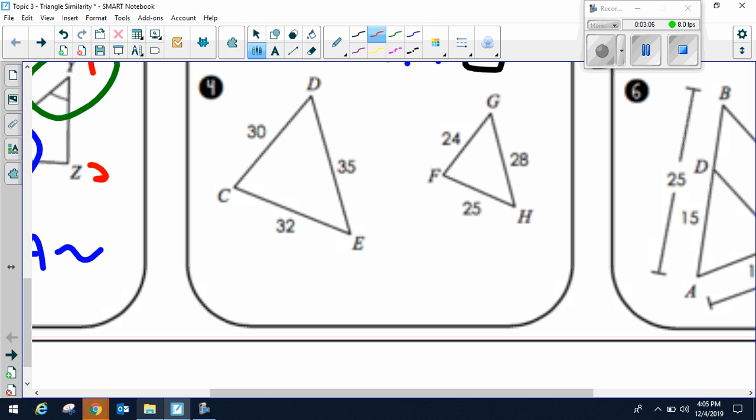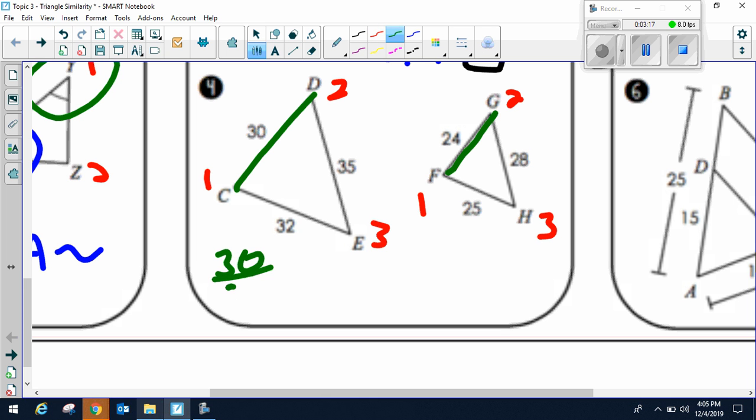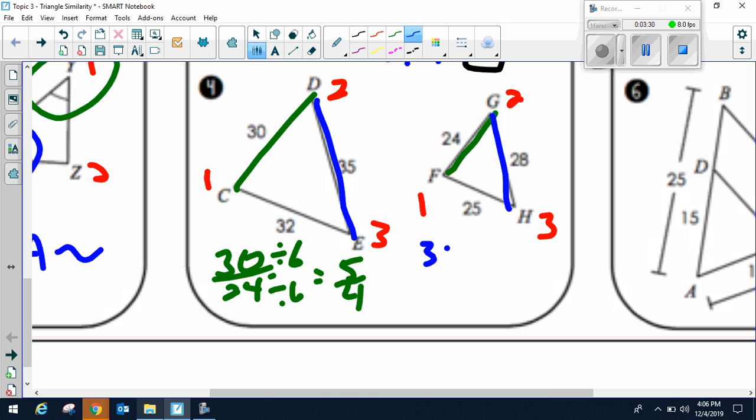Okay, again, alphabetical order. C is 1, D is 2, E is 3. So that means that F is 1, G is 2, H is 3. So we're comparing sides. So that would be those two first. So 30 over 24. We reduce that. They're both divisible by 6. Get 5 over 4. Then we go to these two, which is 35 over 28. And again, they're divisible by 7. That gives me 5 over 4.